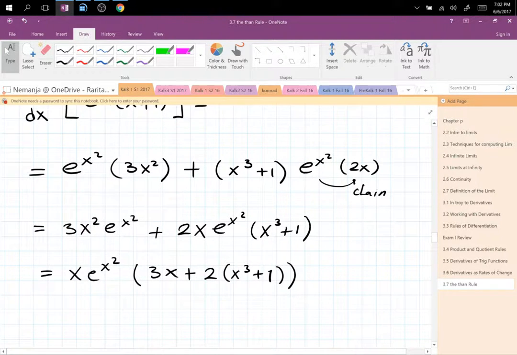And now you can fix the inside there as a polynomial. Is 2x cubed plus 3x plus 2.